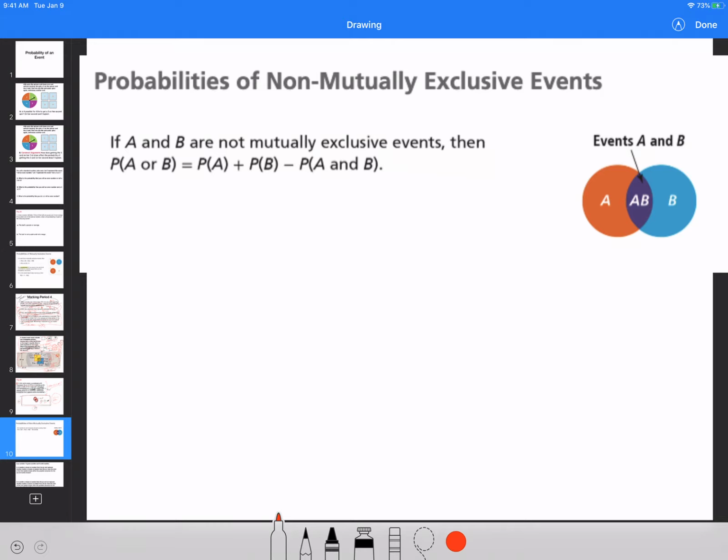Hello, class. Today we're going to be talking about mutually exclusive events or non-mutually exclusive events and how to find the probability when we're given those contexts.